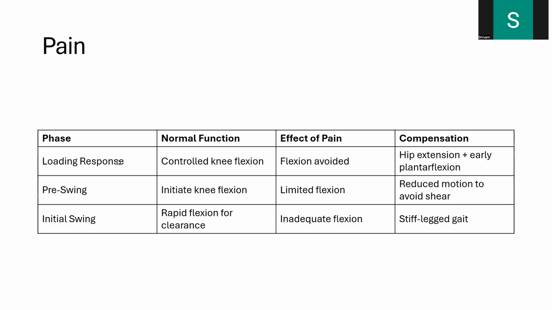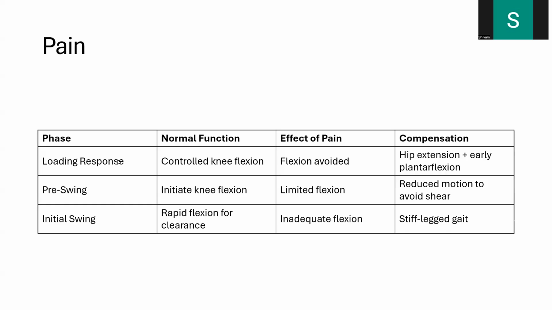One is hip retraction by the gluteus maximus, or premature ankle plantar flexion by the soleus, which prevents the heel rocker from occurring. Otherwise, flexing the knee increases the joint shear forces, and quadriceps contraction is needed to control this flexion, which increases the compressive force again. Common causes, like we know, are arthritis, instability, or any multi-ligament injury as well. In the pre-swing phase, the normal function of the knee is to initiate flexion. If because of pain there is limited flexion, again these compensatory mechanisms start occurring.